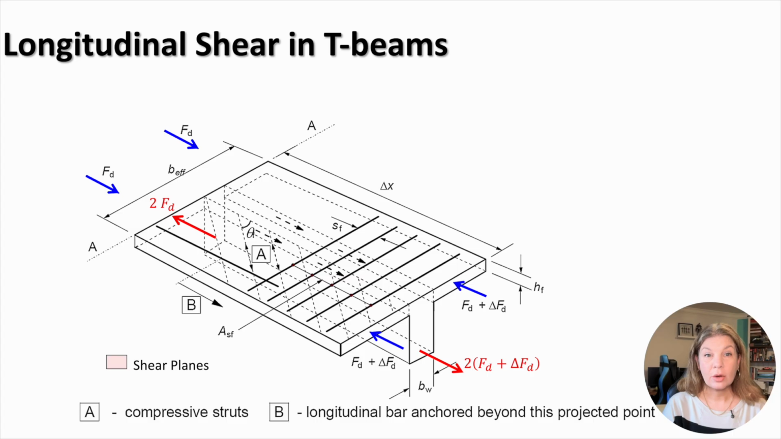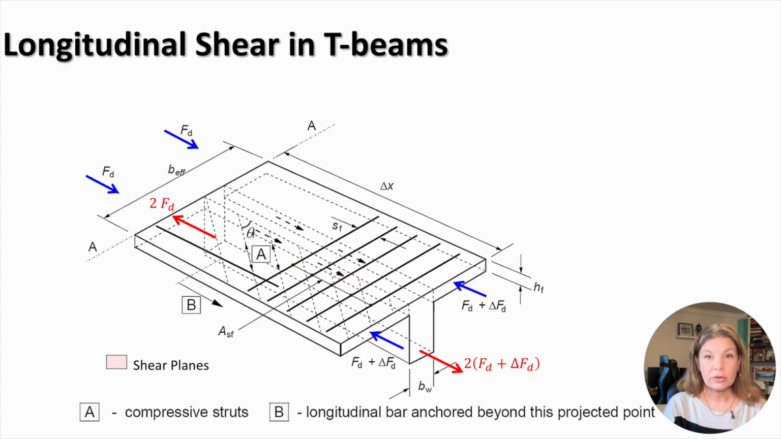To understand why the longitudinal shear develops, we consider a segment of a flanged beam with a length of delta x. Sagging bending in the beam results in the development of compression stresses in the flanges and the top part of the web and tension in the bottom part of the web. Since the flanges are much wider than the web, the compression forces developing in the flanges are larger than those developing in the web. Let's now consider only the compression forces Fd in the flanges on either side of the web, which is balanced by the tension force 2 times Fd at the bottom of the web.